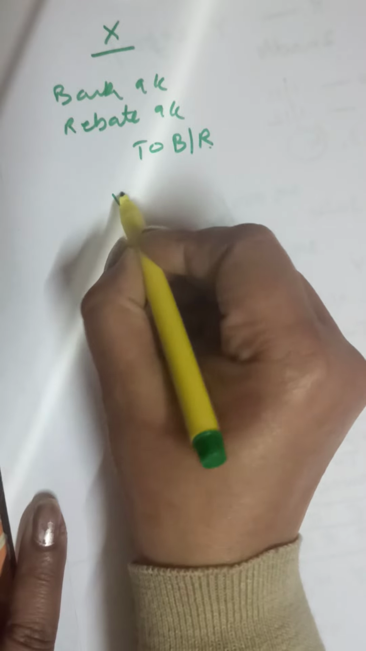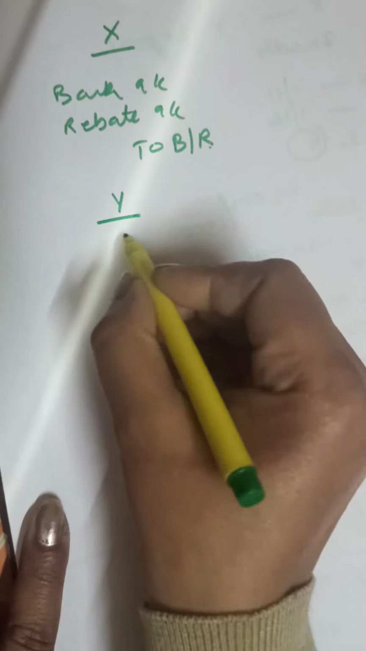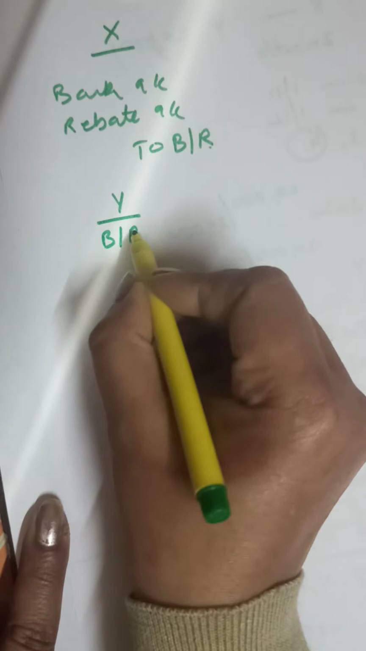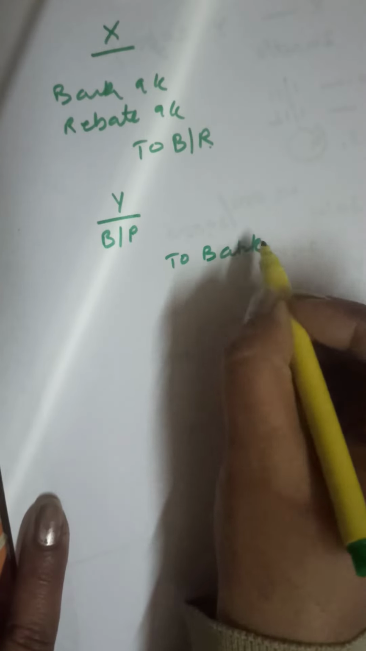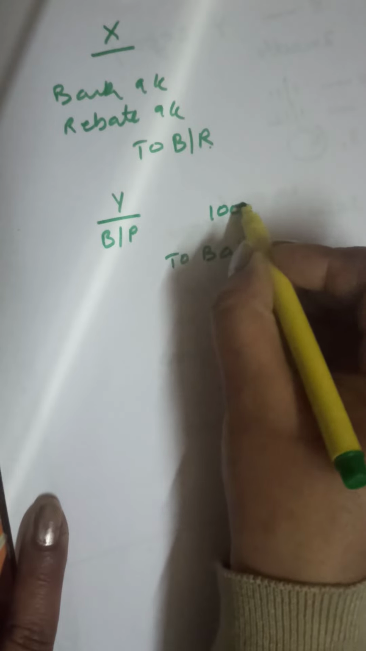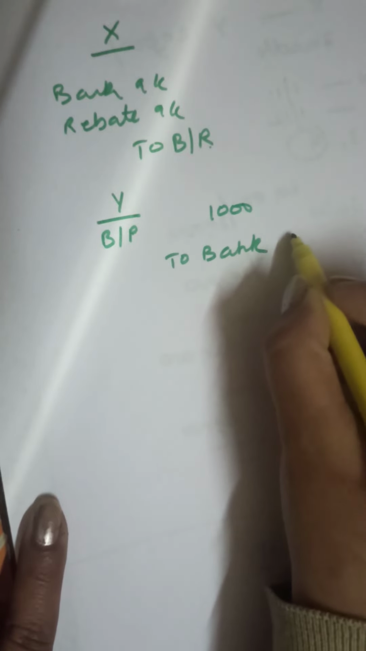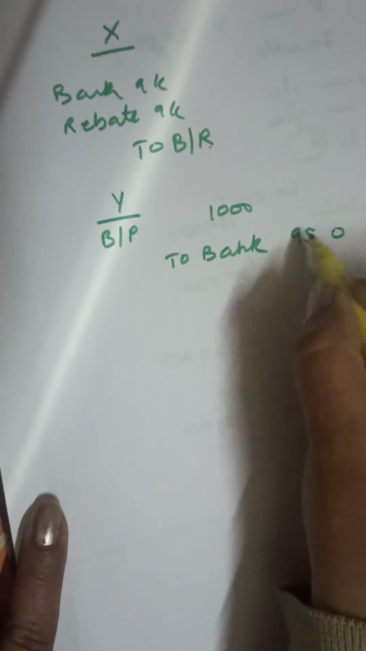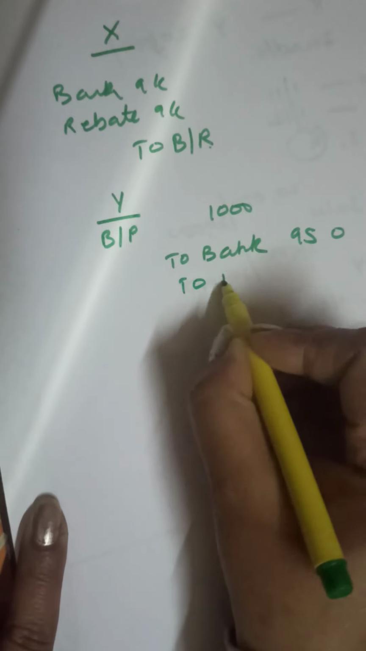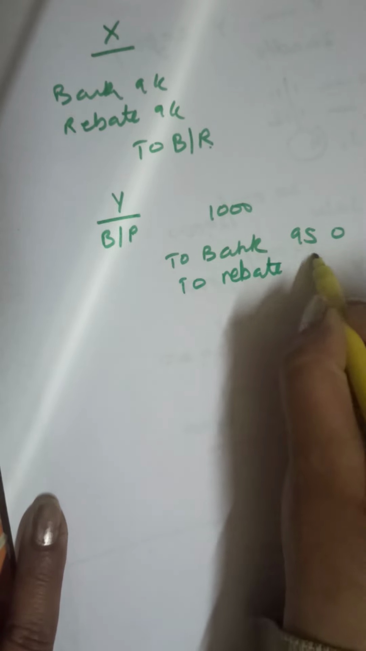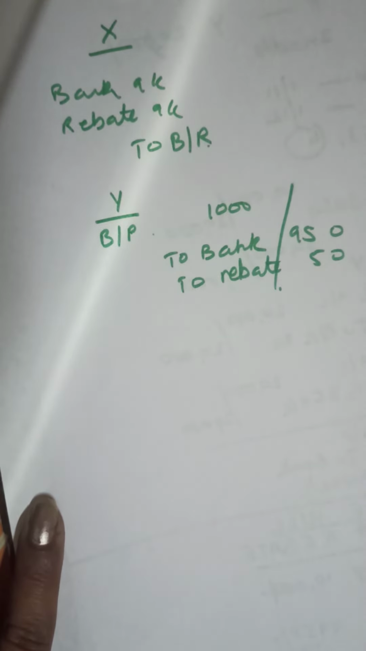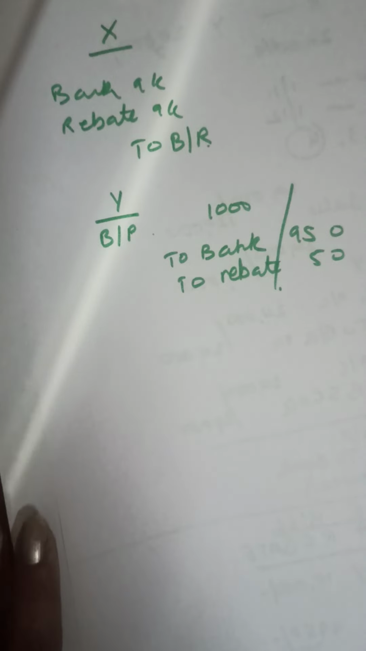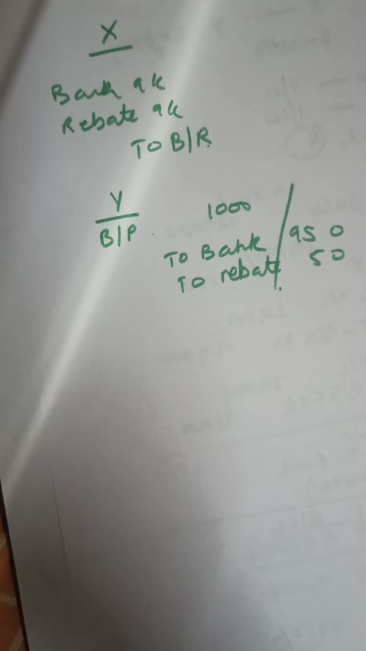In the books of Y, the drawee, otherwise the entry was supposed to be bills payable to bank. Here he is debiting bills payable. Suppose this was 1,000. Now instead of 1,000, he is paying only 950. And where is the 50 rupees? 50 rupees is the rebate that he has received. So this is the entry in the books of Y. Clear? This is the accounting treatment for a bill retired under a rebate. Now let us follow a question for this.